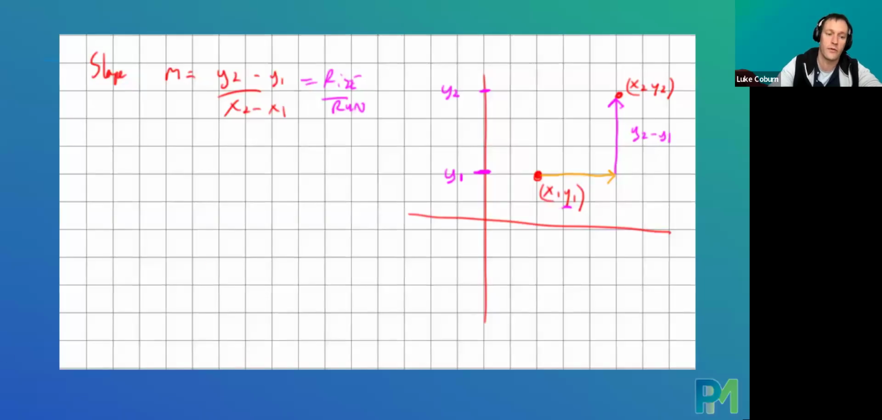And then similarly, if we were to look at this point here, it corresponds to being here on the ground. This point here corresponds to being here on the ground. So then the run is x2 minus x1. So you see rise over run is just y2 minus y1 over x2 minus x1. So that makes sense.